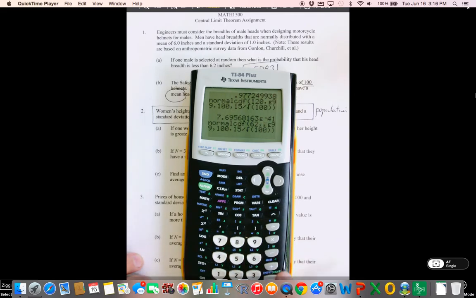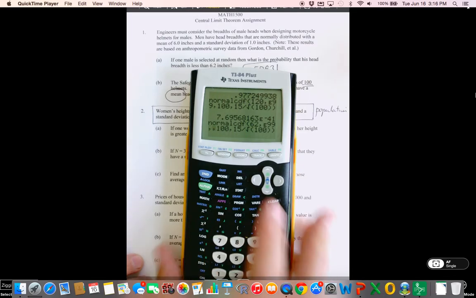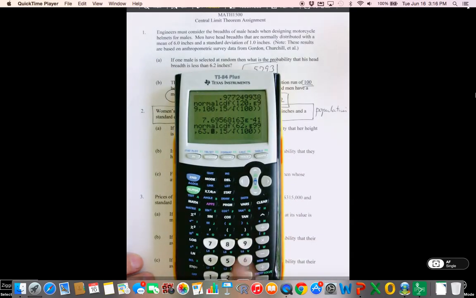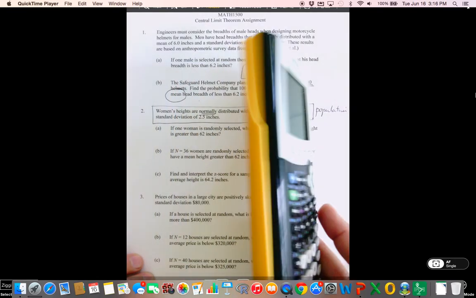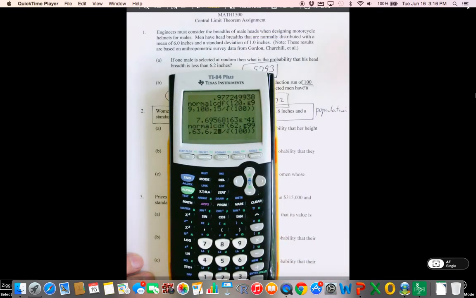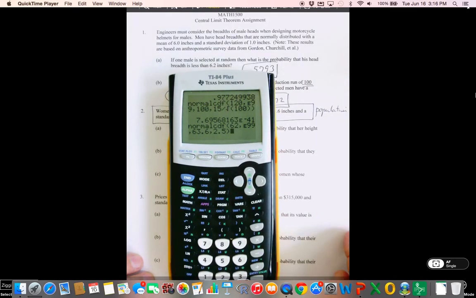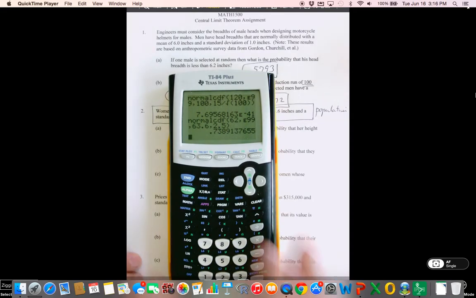Up to E99. Mean of 63.6. Standard deviation 2.5. All right, everything look good? Yes. 0.7389.